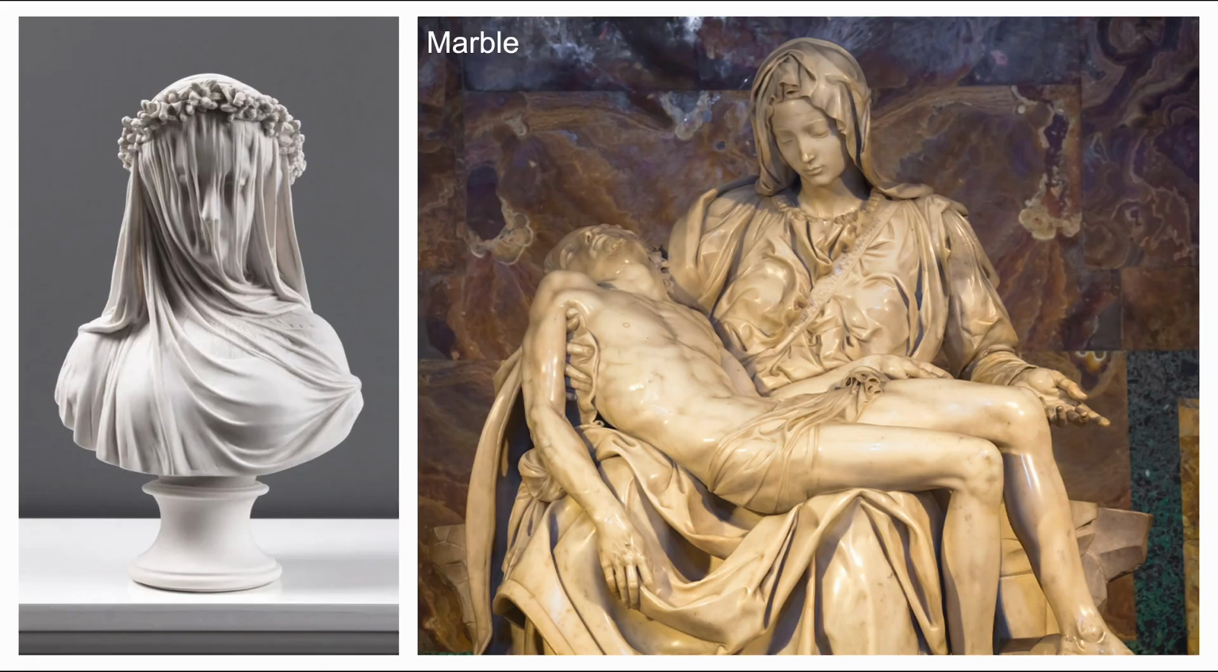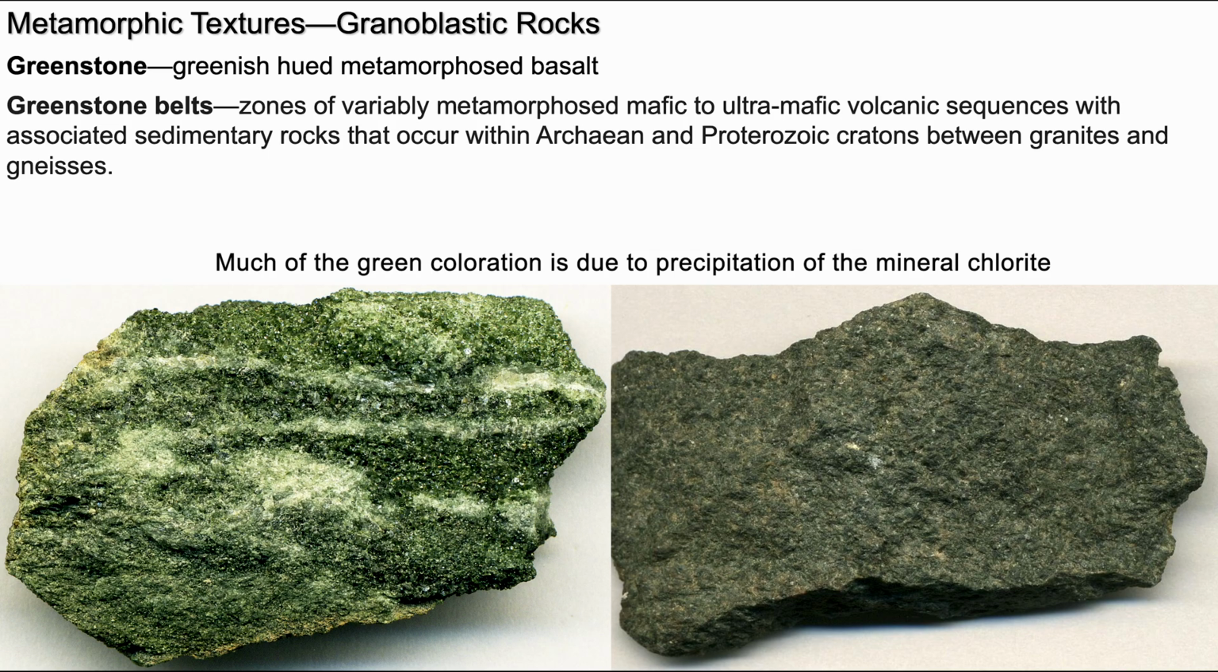Marble is commonly used for statuary, and the reason it's used is because it doesn't cleave and it's relatively soft. So there's some amazing artworks produced by people from this metamorphic rock, this metamorphosed limestone. Greenstones are greenish-hued metamorphosed basalt.